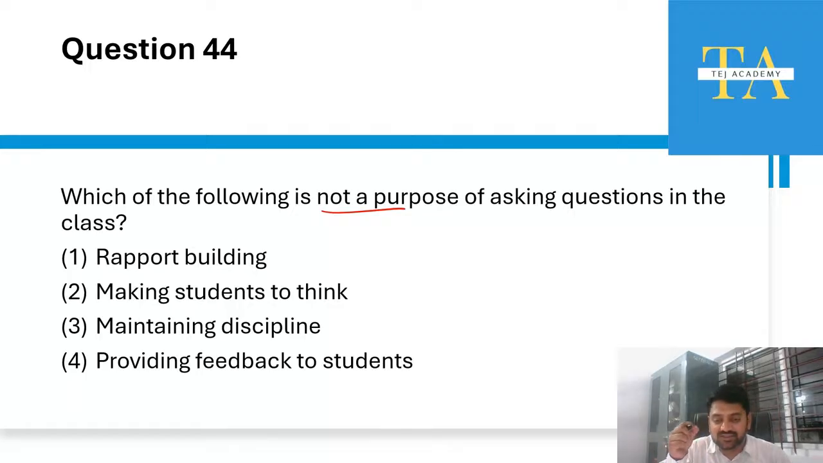A teacher asks questions to students to build rapport, to make students think, and to provide feedback to students, but not to maintain the discipline. That is not the objective of asking questions. If a student is talking in between, just to control him, the teacher should not ask a question. So the third one is the correct option, which is not a purpose. The remaining all are purposes.